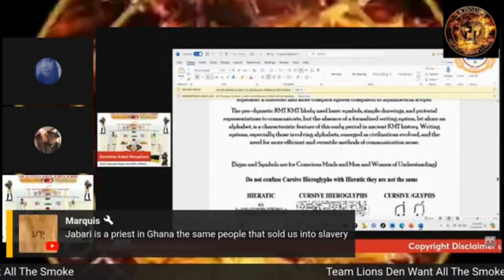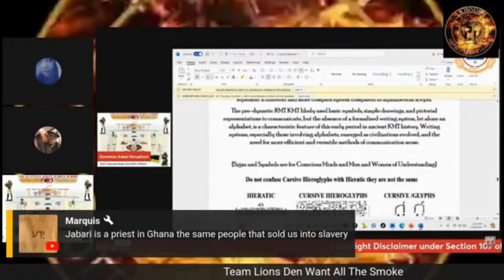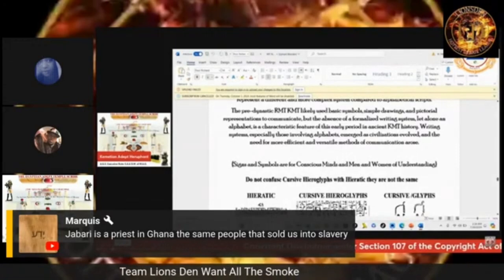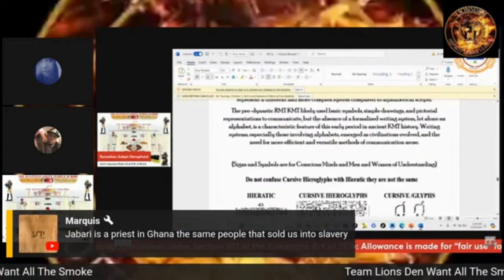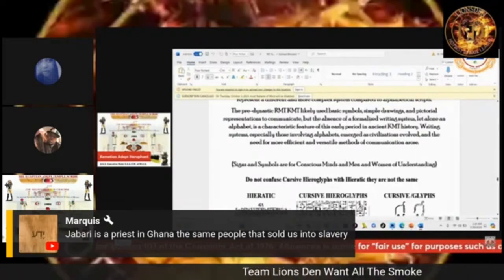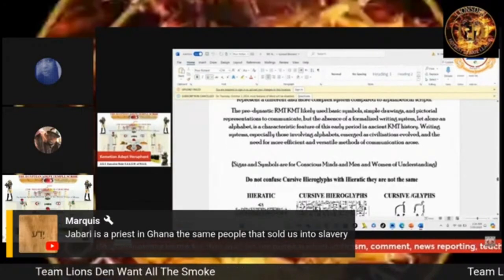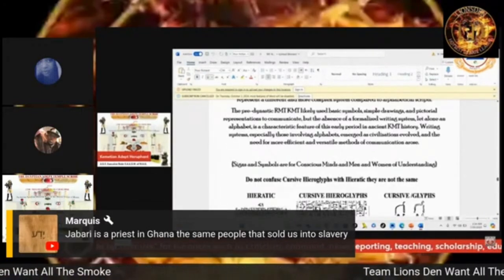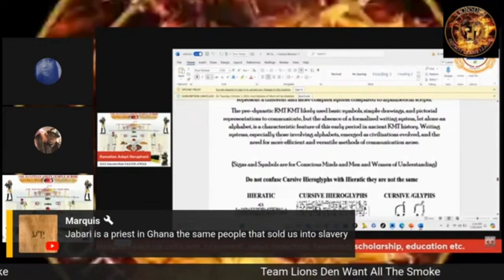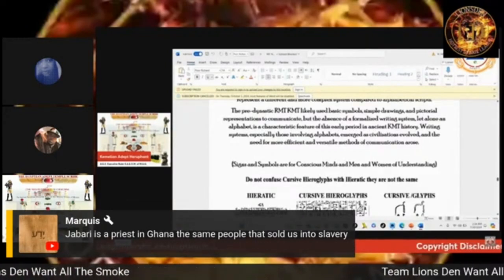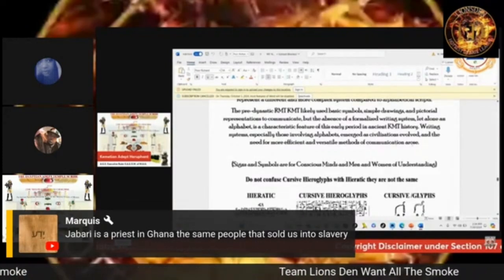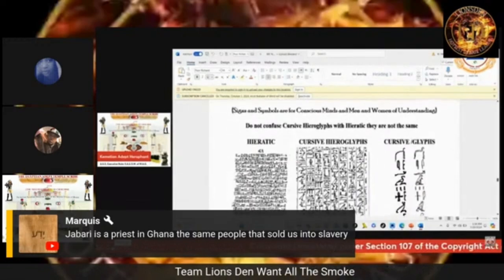The pre-dynastic Remet likely used basic symbols, simple drawings, and pictorial representations to communicate, but the absence of a formalized writing system, let alone an alphabet, is a characteristic feature of this early period in ancient Kemetic history. Writing systems, especially those involving alphabets, emerged as civilizations evolved, and a need for more efficient and versatile methods of communication arose. And that leads me to right here, and y'all done seen this before.